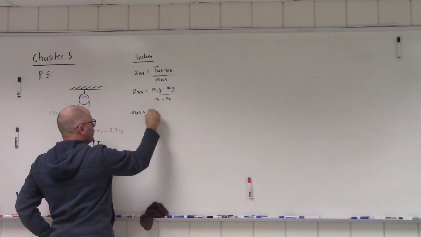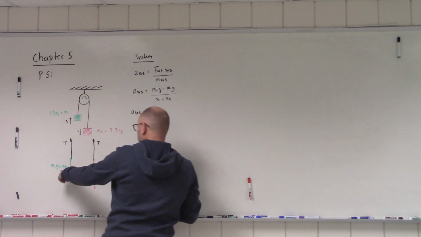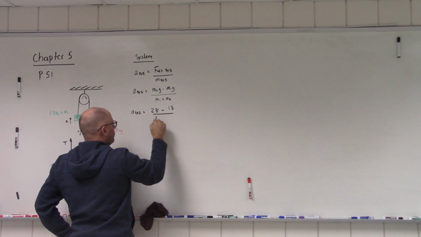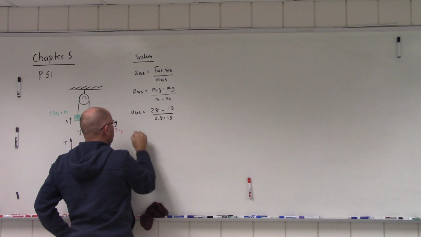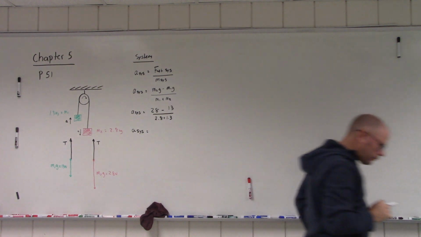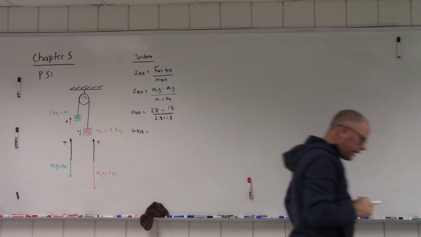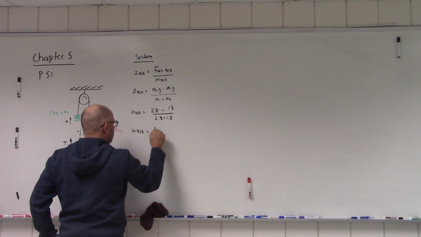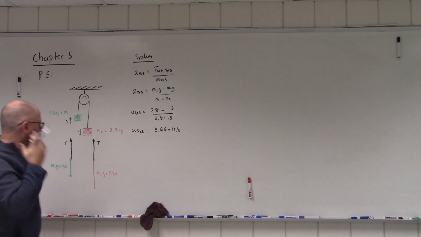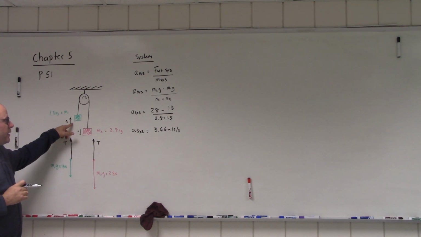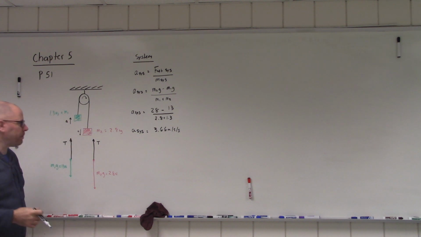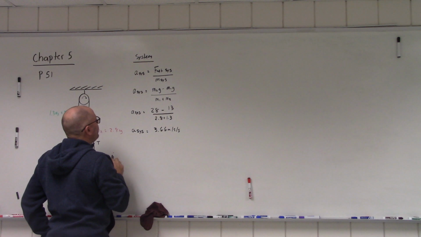Luckily, I have everything that's on this side, so I can just plug and chug this. m2g is 28 minus m1g is 13, over 2.8 plus 1.3. What do we get here? 3.66 meters per second squared. That means this one's accelerating up at 3.66 and this one's accelerating down at 3.66. So each block is doing its own thing. That's where we are for the system.